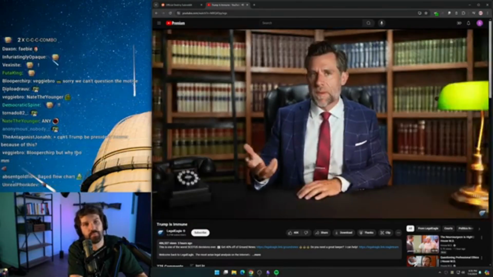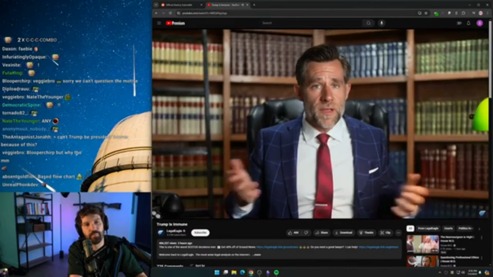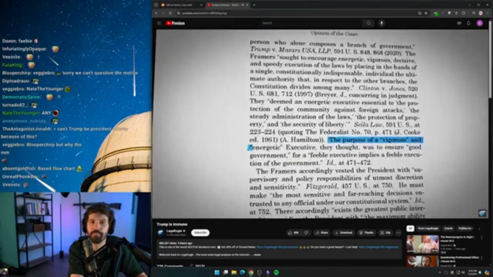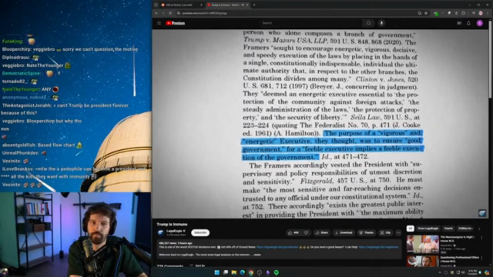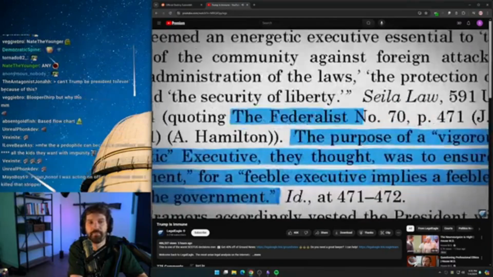So let's start with one of the court's first big leaps, the idea that immunity shields the president from criminal as well as civil penalties. Why did the majority grant such sweeping immunity? Well, according to the majority, quote, the purpose of a vigorous and energetic executive, the framers thought, was to ensure good government, for a feeble executive implies a feeble execution of the government. They pull that line out of context from Federalist 70, and that's about it.